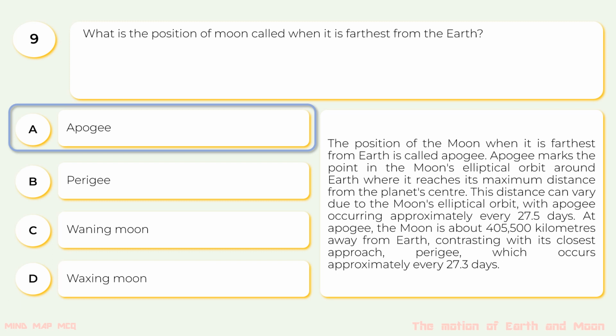Apogee marks the point in the Moon's elliptical orbit around Earth where it reaches its maximum distance from the planet's center. This distance can vary due to the Moon's elliptical orbit, with apogee occurring approximately every 27.5 days. At apogee, the Moon is about 405,500 kilometers away from Earth, contrasting with its closest approach, perigee, which occurs approximately every 27.3 days.